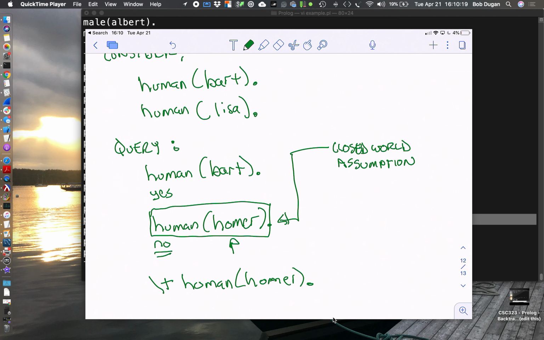So also, because of the closed world assumption, because it can't find Homer in the database, it'll say, yeah, I can tell you for sure that Homer is not a human. And that's also a fallacy based on the closed world assumption that all the data that you need is in the Prolog database.